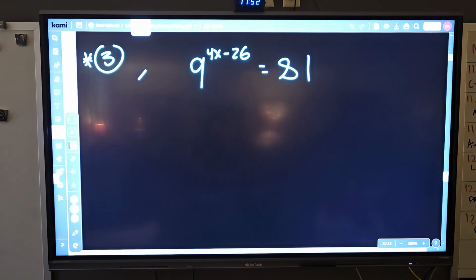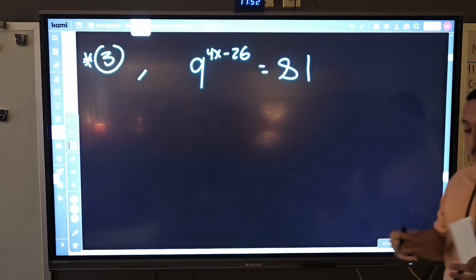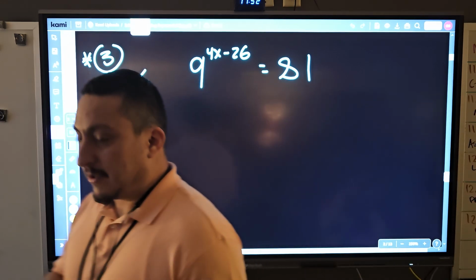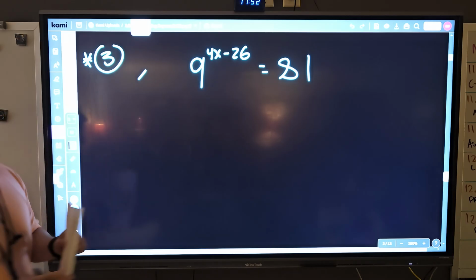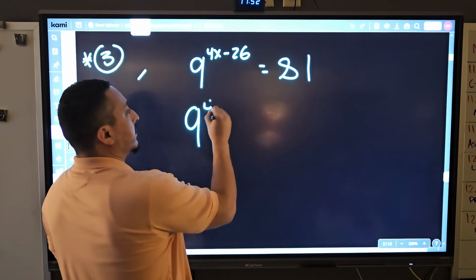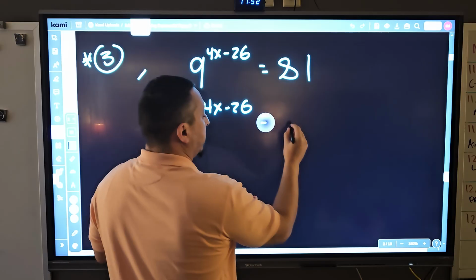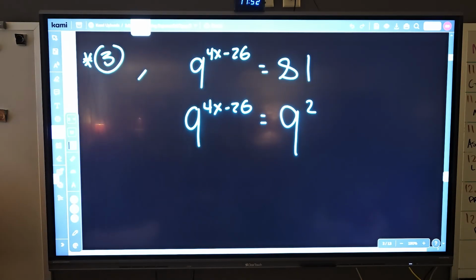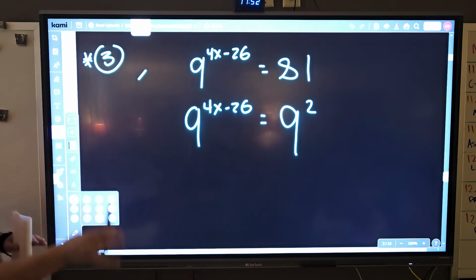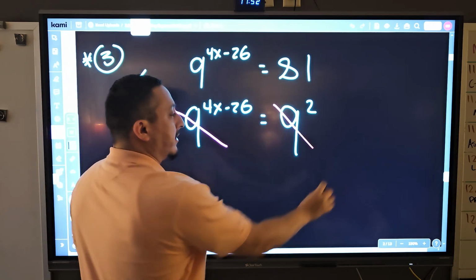But we can rewrite them to have the same base. So for example, can we rewrite 81 so that it's 9 to a certain power? 9 squared, right? Because what is 9 squared? 81. So that's usually what you have to do. So I can rewrite this as 9 squared. It's the same. 9 squared is 81. But I just rewrite it, because if I can rewrite it like this, now they're both 9s. So now they can cancel.